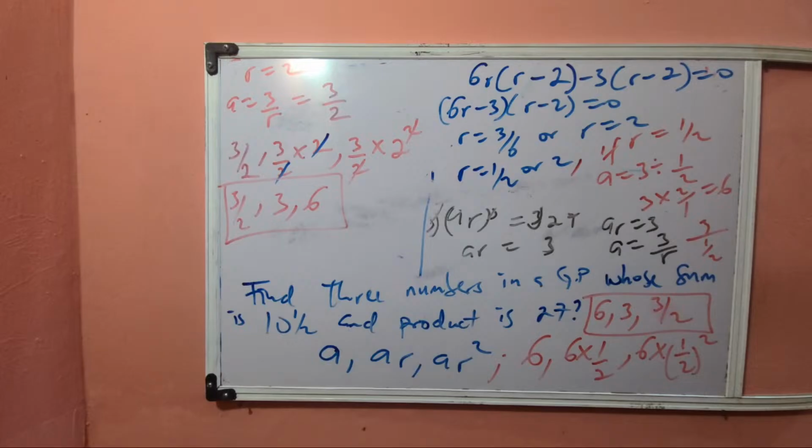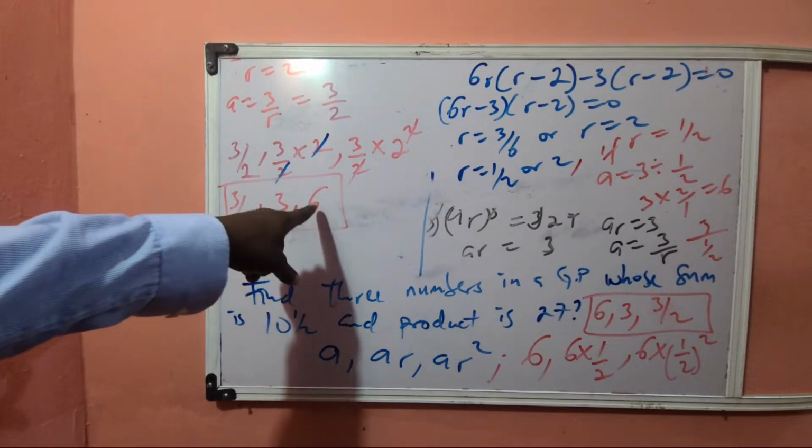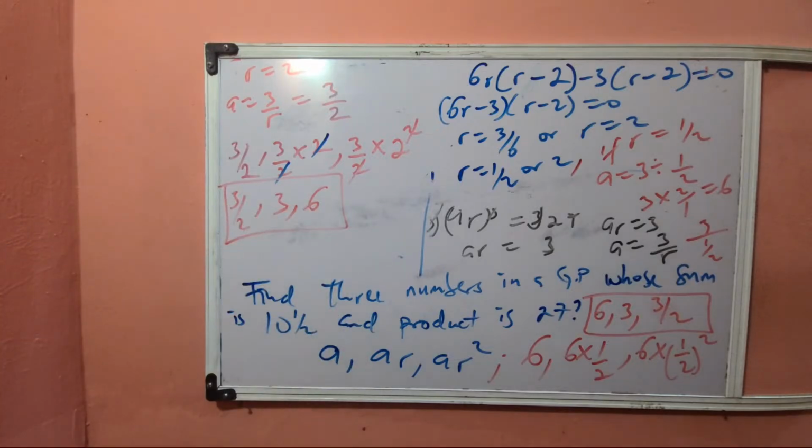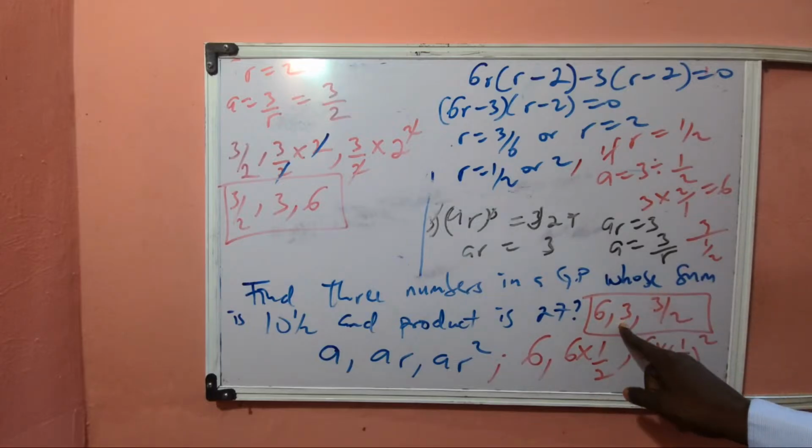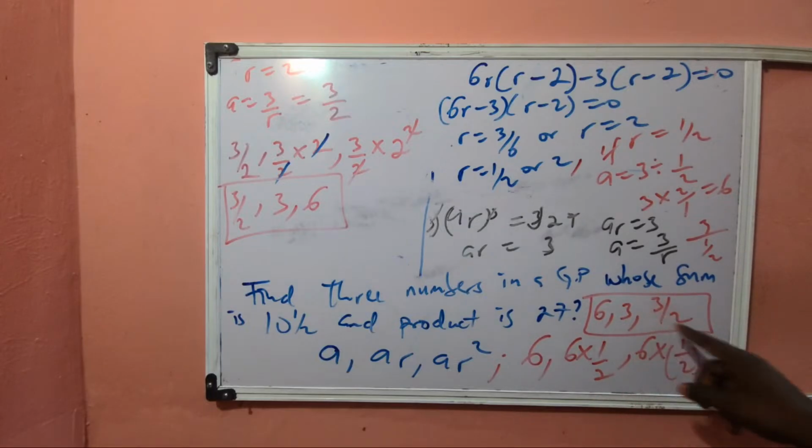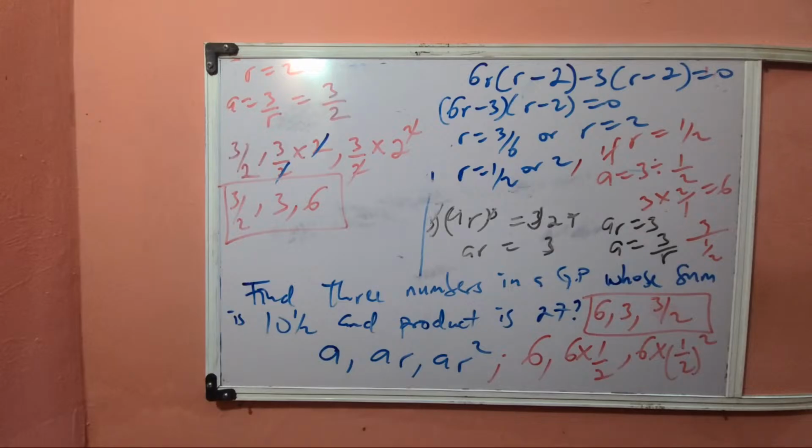So if you were using r as 2, the first term was going to be 3 over 2, the second term was going to be 3, the third term was going to be 6. If you used r as 1 over 2, the first term was 6, second was 3, and the third was 3 over 2. Anyhow you write this, you are all perfectly correct. So it's no difference if r was actually 1 over 2 or r was 2. So this is how you solve questions on GP.